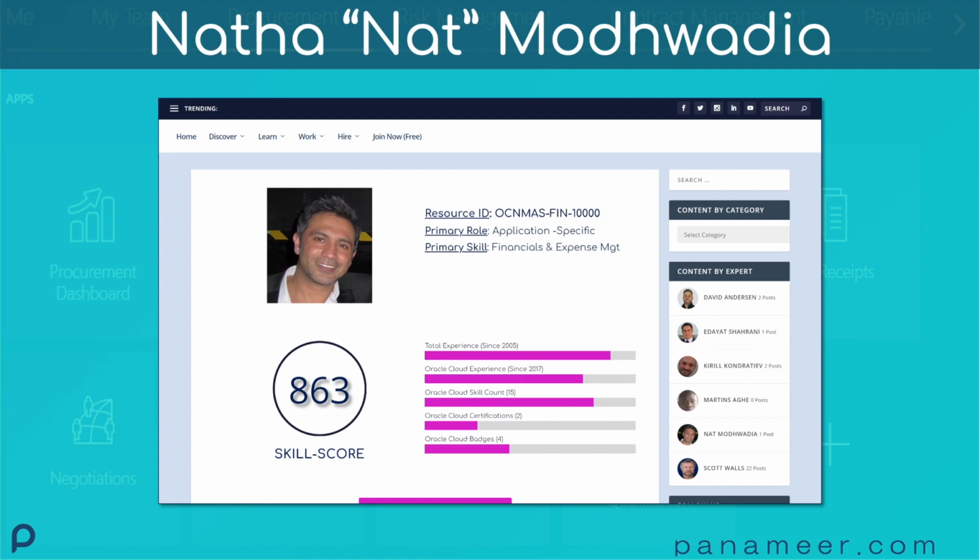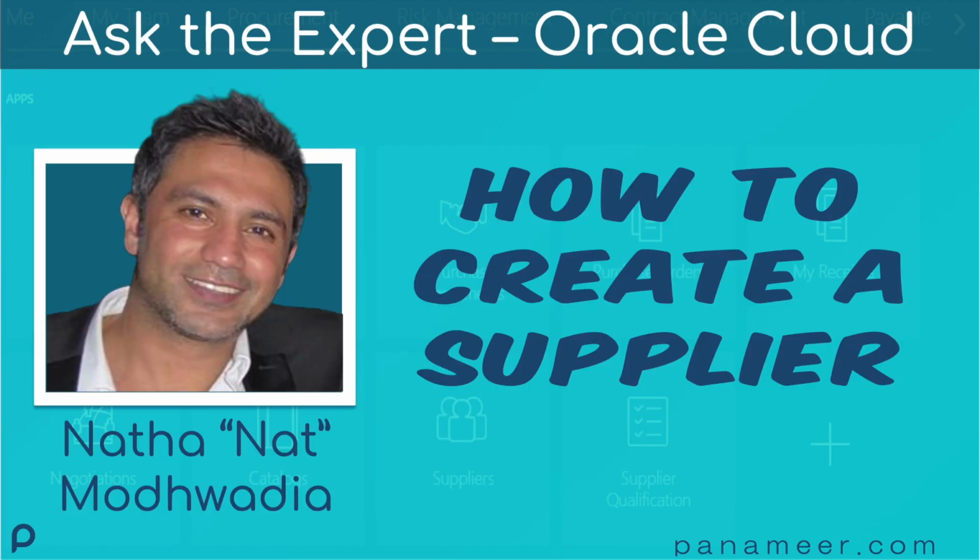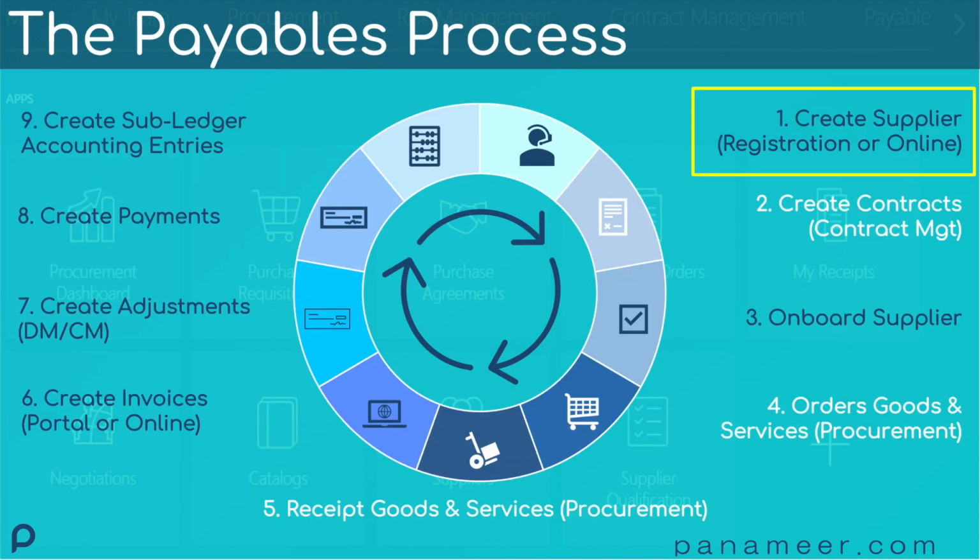Today's expert is Nat Madwadia. Nat has over 20 years of experience implementing Oracle's finance and accounting applications. Nat is going to show us how to create a supplier transaction as part of the payables functional area. Creating a supplier is the first step in the payables functional area process. Note, some of the steps in this process are performed in other functional areas like procurement and contract management. Okay, with that, let's go ahead and jump into Oracle Cloud and welcome Nat Madwadia to the video.